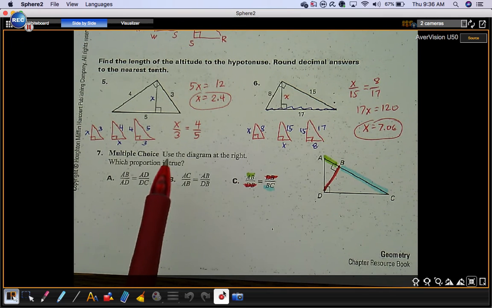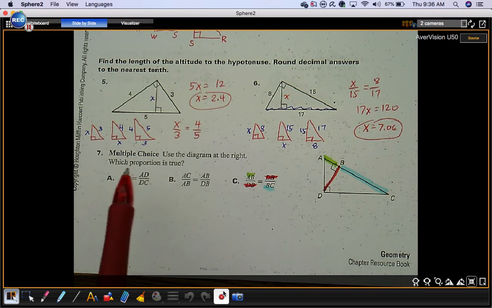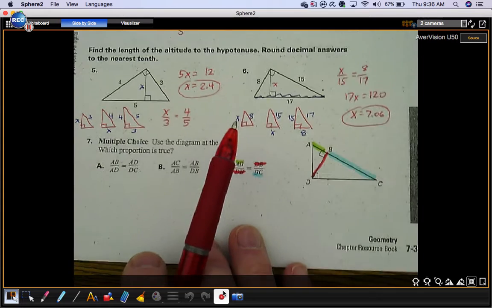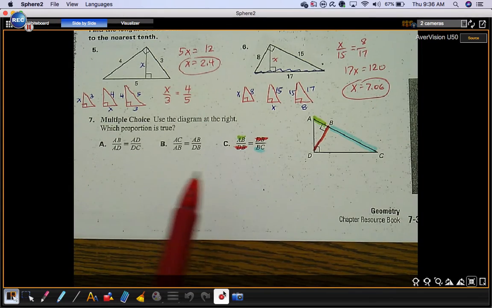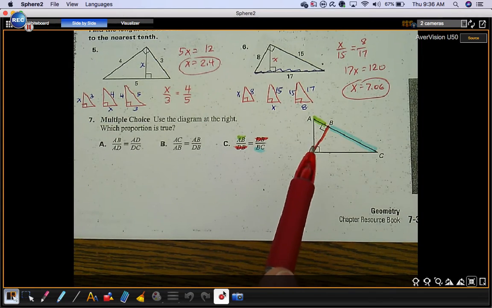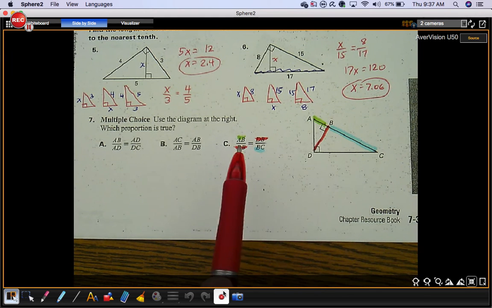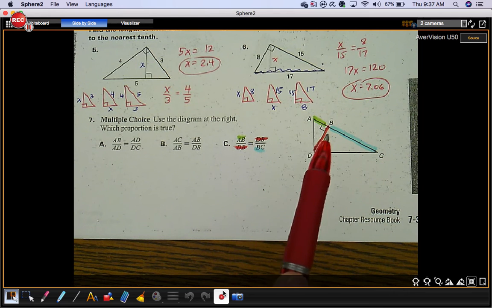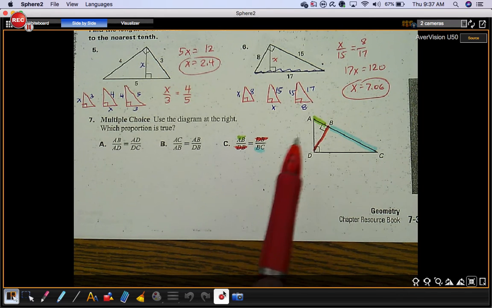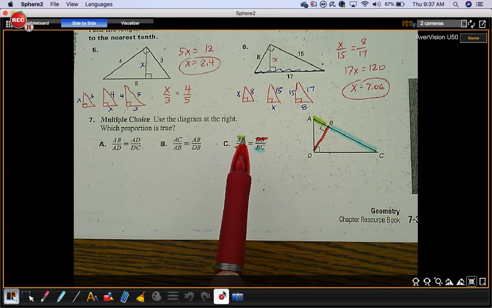Number 7 is multiple choice. We're going to use the diagram at the right. Which proportion is true? Well, we talked about geometric means. This altitude to the hypotenuse is a geometric mean of the two pieces of the hypotenuse. So remember we made the geometric mean red. That's segment DB. It's the geometric mean of the two pieces, green and blue, segment AB and segment BC.